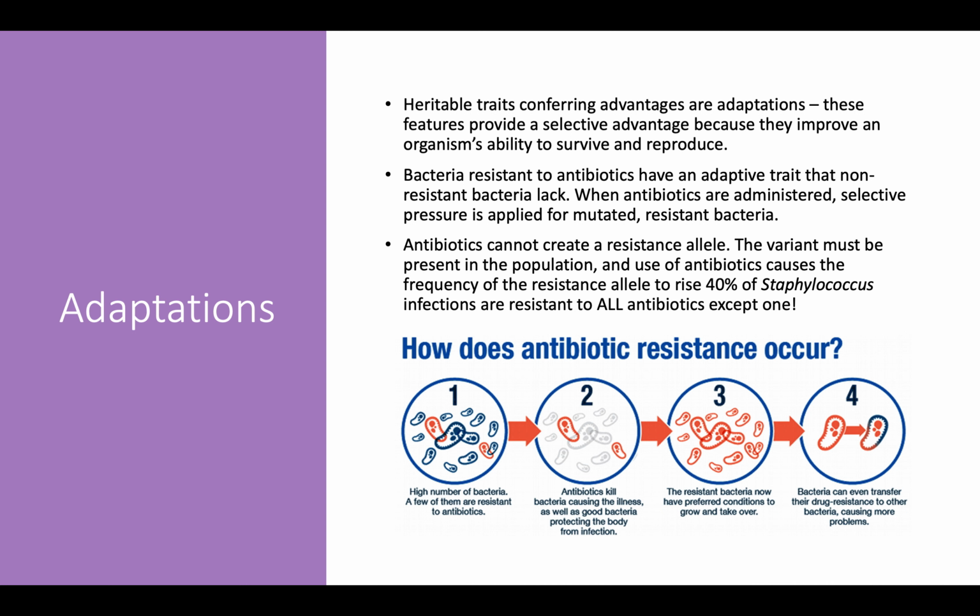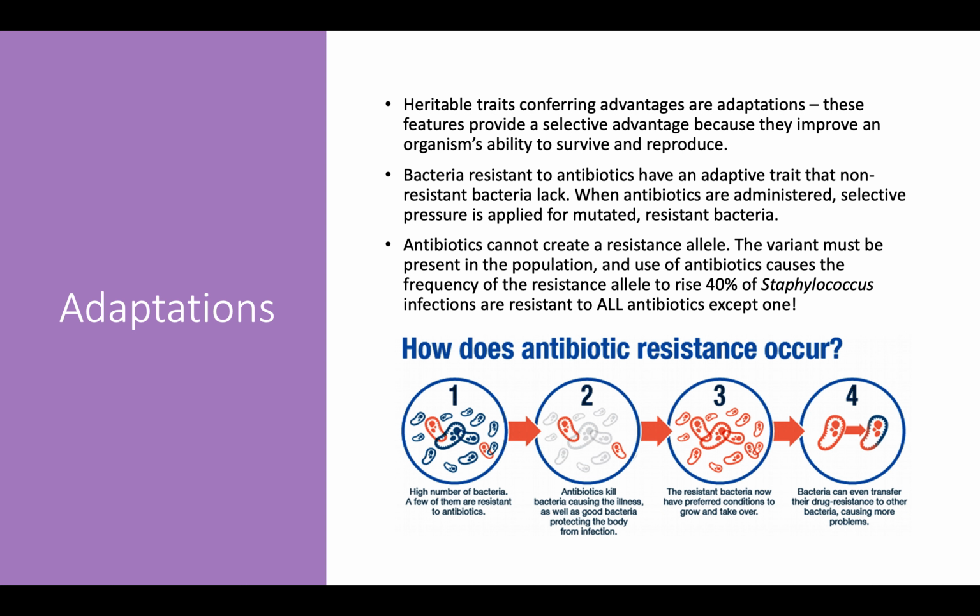So bacteria that are resistant to antibiotics have an adaptive trait that non-resistant bacteria lack. When antibiotics are administered, selective pressure is applied for mutated resistant bacteria. This is just an example. Antibiotics cannot create a resistance allele; the variant must be present in the population, and use of the antibiotics causes the frequency of the resistance allele to rise.